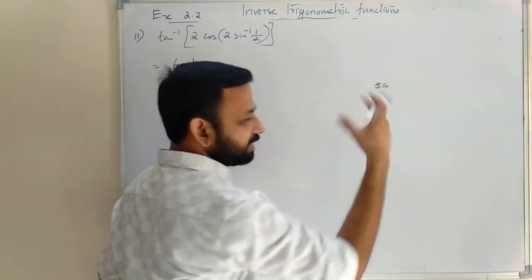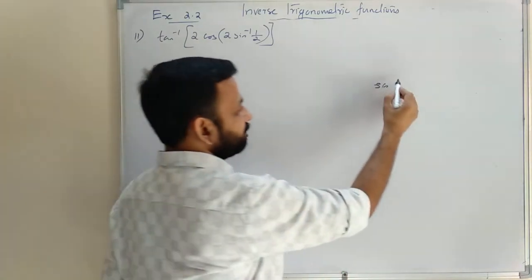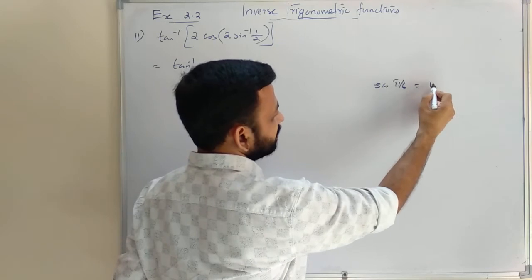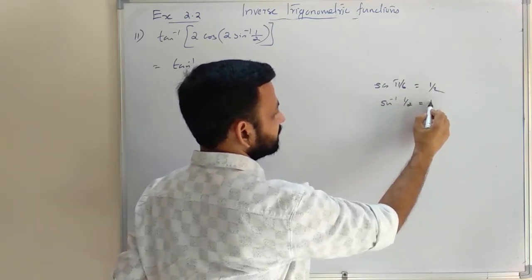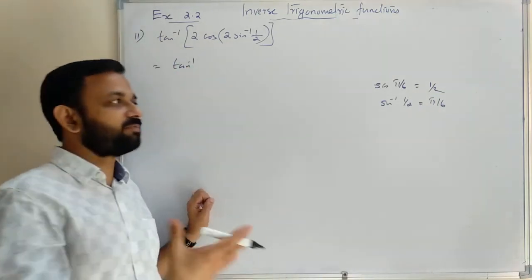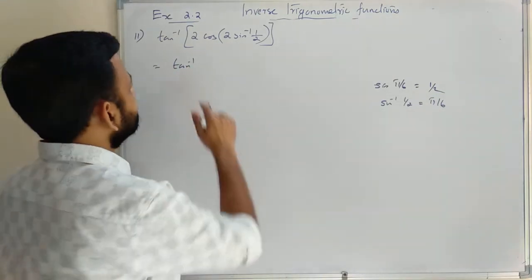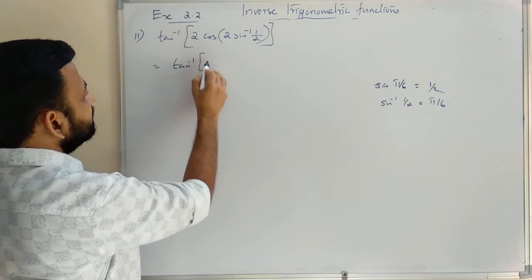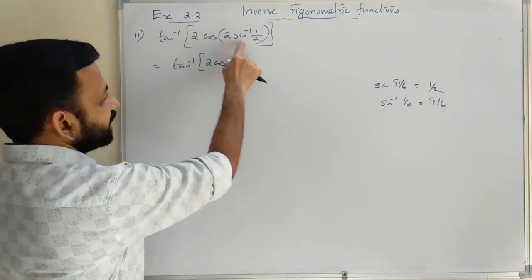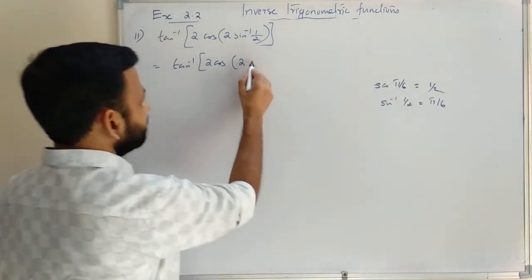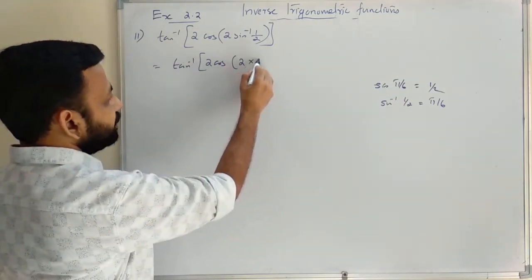Sin 30 is equal to 1 by 2. That is sin pi by 6. Sin pi by 6 is equal to 1 by 2. Therefore sin inverse 1 by 2 is equal to pi by 6. So we can replace sin inverse 1 by 2 in tan inverse 2 cos 2 sin inverse 1 by 2 by pi by 6, so it becomes 2 into pi by 6.